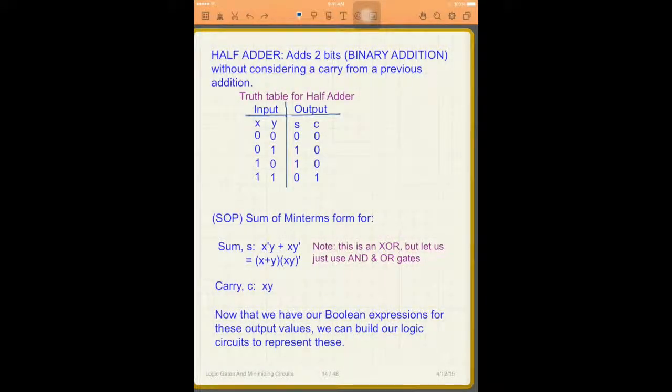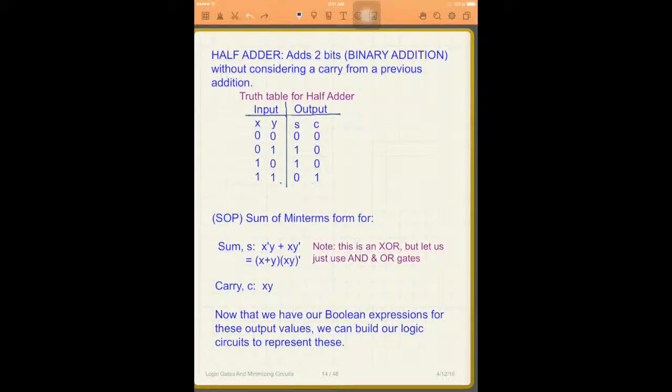Okay, so for this example, if you input 0, 0, then the sum is going to be 0. There's going to be 0 carry. If you input 0, 1 into the half adder, what do you get back? 0 plus 1 is sum 1, carry 0. 1 plus 0 is sum 1, carry 0. Now 1 plus 1 we know is sum 0, and you need to carry 1. So those are the output values. This is the truth table for the half adder.